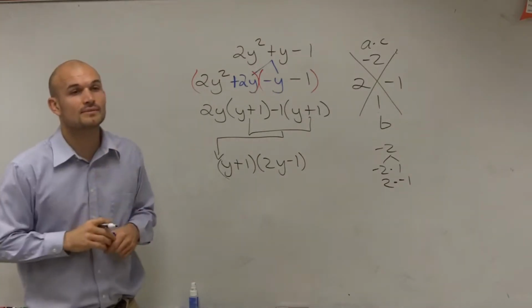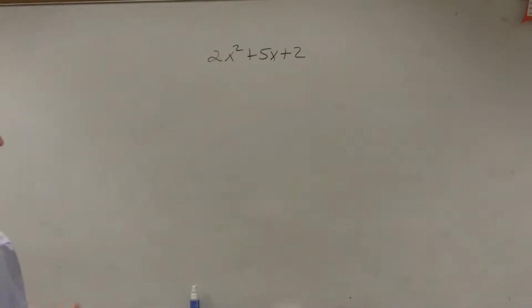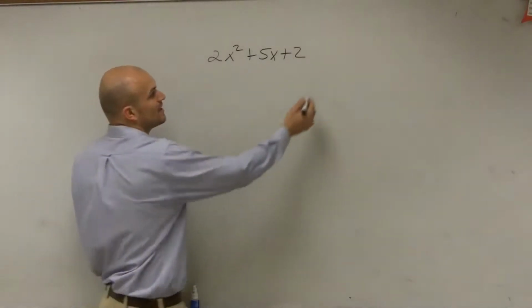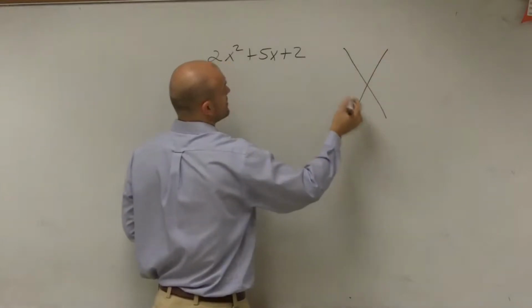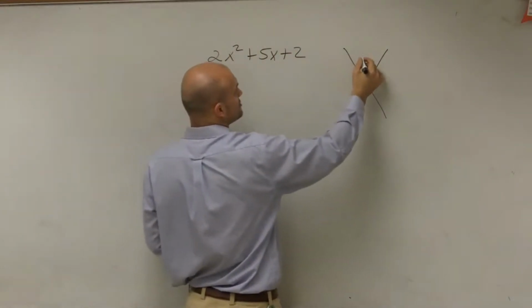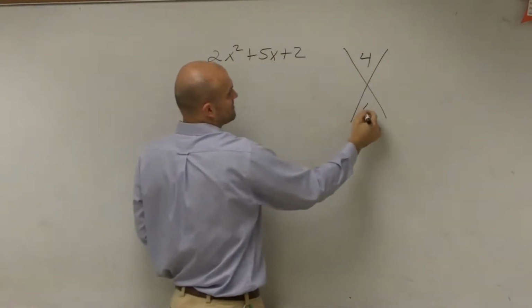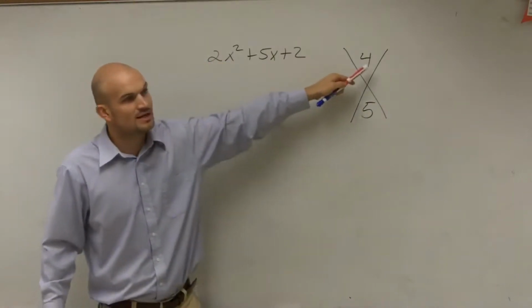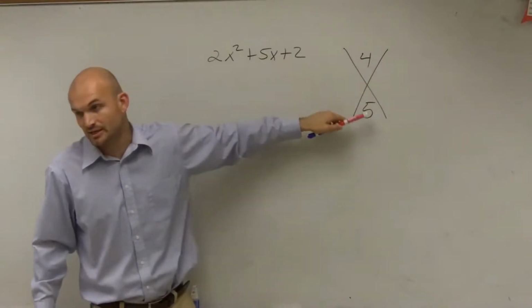Yes, absolutely. So when doing the box method, it's going to be kind of the same, similar thing. You're really going to be doing exactly the same thing as far as finding your factors. So we're going to do a times c, which would be 4, and then my b is going to be 5. You multiply your coefficient and your constant. You get the top number, and then you take your b down there.